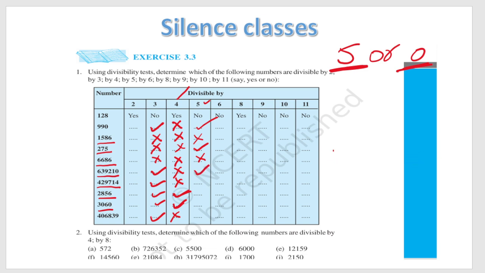Now the next number, 429714. 4 is there at last. The last digit is 4. This means this number is also not divisible. 2856. 6 is there. The last digit is 6. This means this number is also not divisible. 3060. 0 is there at the last. This means this number is divisible.